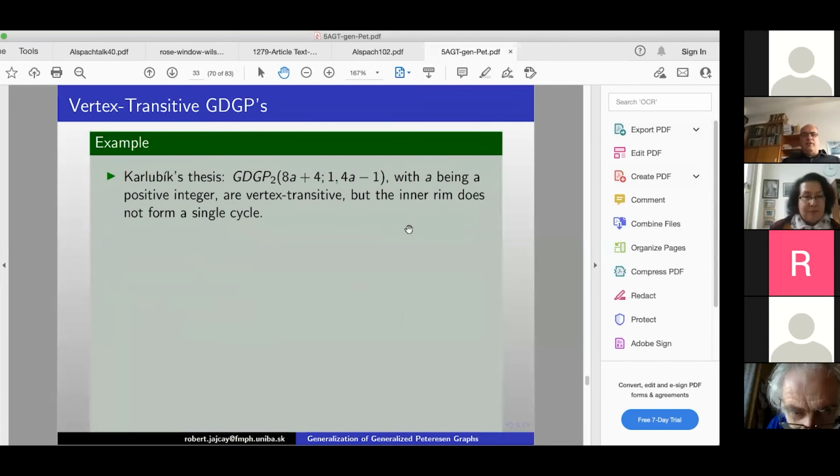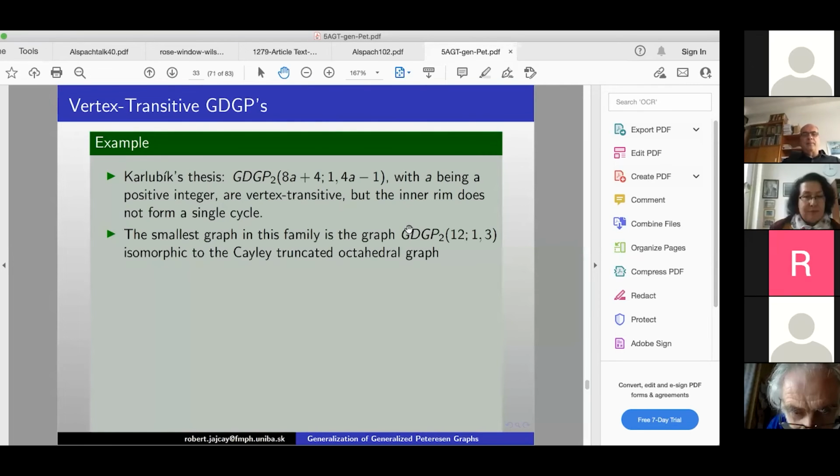Karl Ludwig, again my student, played with the computer and found lots of examples, found examples which are vertex transitive and where the inner ring doesn't even form a single cycle. This may be a bit surprising to you, that inside it doesn't have to be a single cycle, but it also happens for Petersen, so it's not completely surprising. The smallest graph in this family has 24 vertices and parameters 1 and 3, and it's isomorphic to the Cayley truncated octahedral graph.